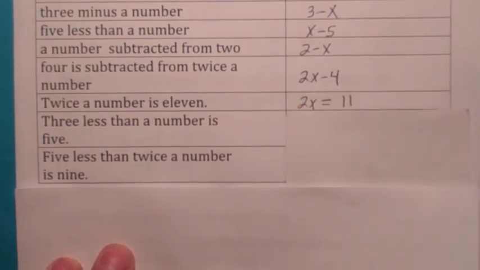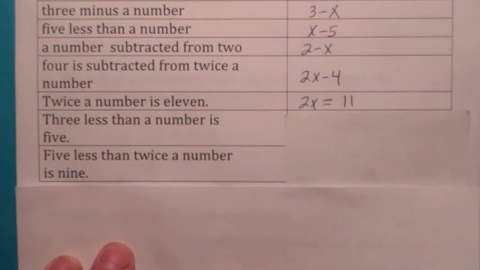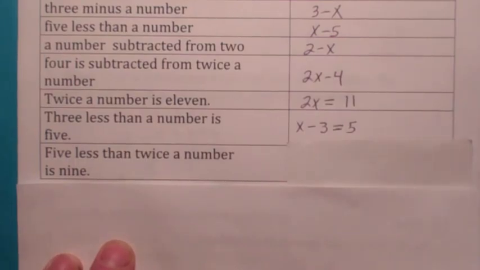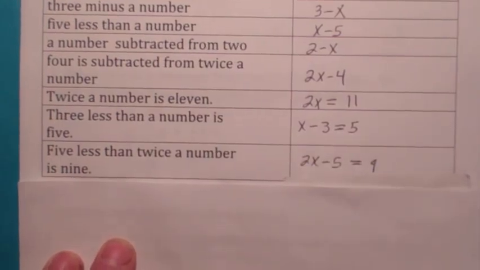Now this first one, twice a number is 11. There's an equal sign there. Is means equals, so you should have had an equal sign there. The second one, 3 less than a number is 5. Remember, it's 3 less than a number. So you're subtracting 3 from x, equals 5. And the last one should have been 2x minus 5 equals 9.